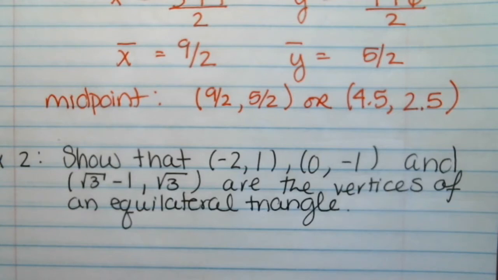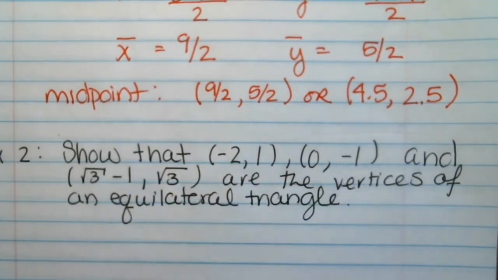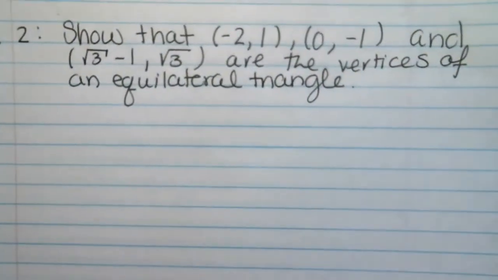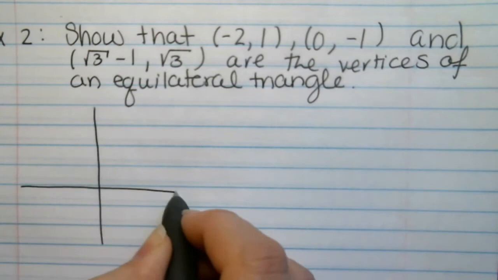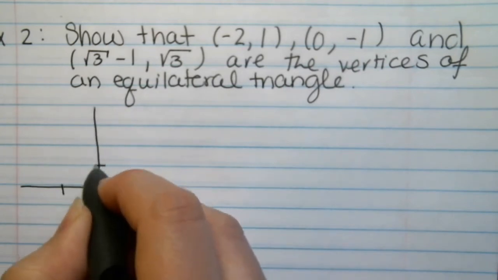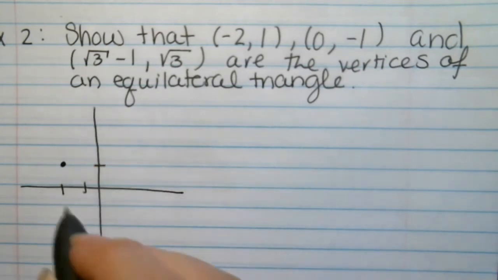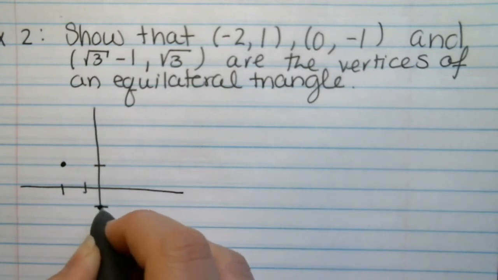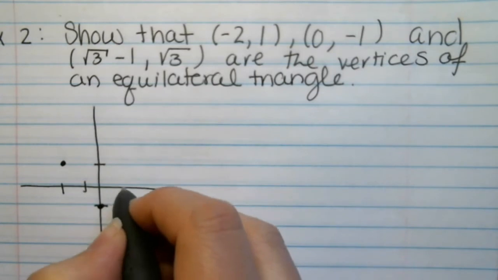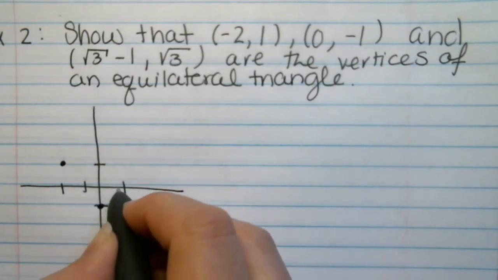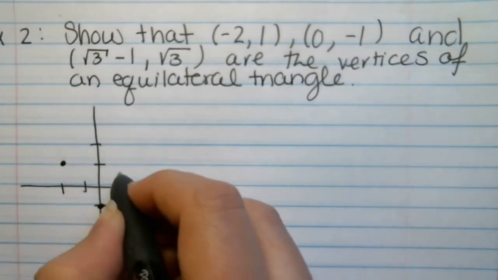So what we're doing here is we want to show that these 3 points are the vertices of an equilateral triangle. If we just go ahead and sketch this really quick so that we can get an idea of what's going on, we have (-2, 1), (0, -1), and (root 3 minus 1, root 3), which is about 0.7, and root 3 is about 1.7.